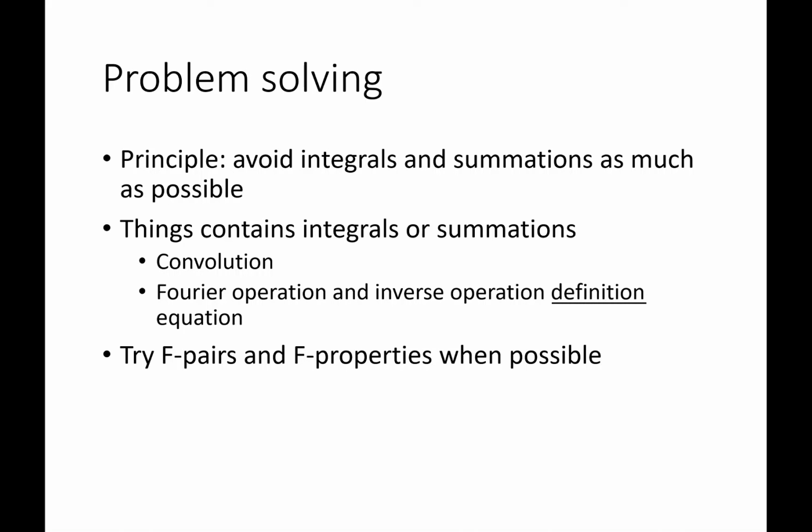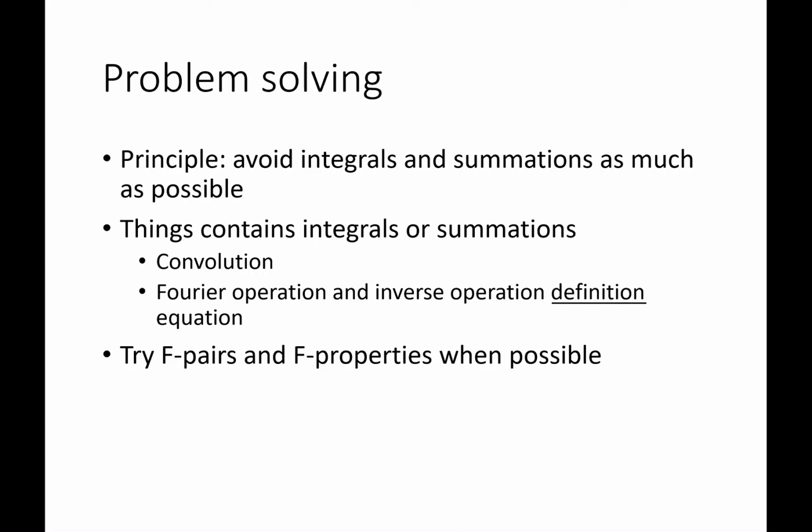The next thing is about problem solving. If you did the homework, we came all the way from homework 4, where we used definitions to solve Fourier transformations, and homework 5, where we used tables like the Fourier pair table and the Fourier property tables. So why are we doing this? If you see a problem that asks you to solve a Fourier transformation of a signal, what are you going to do?